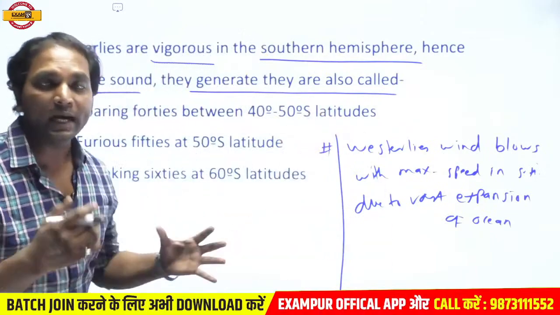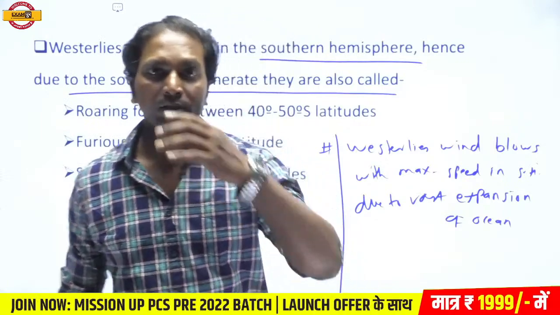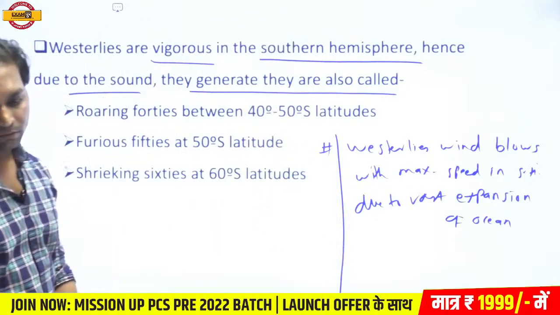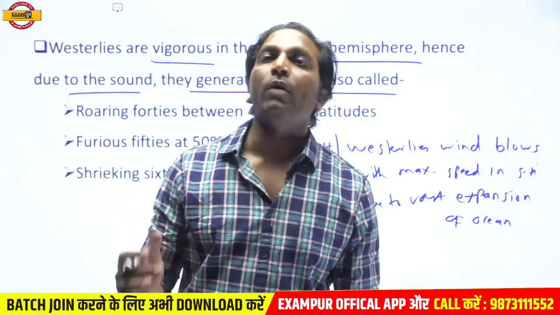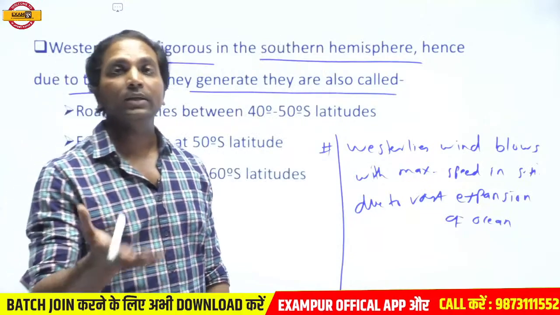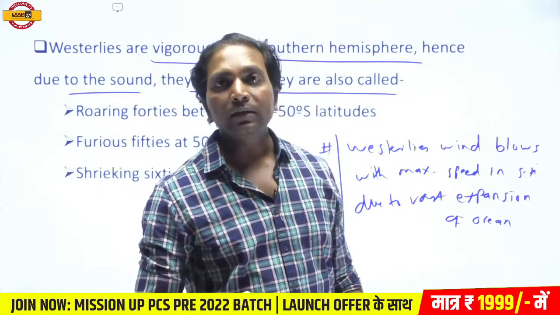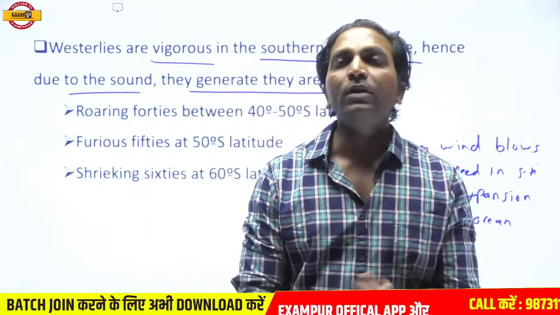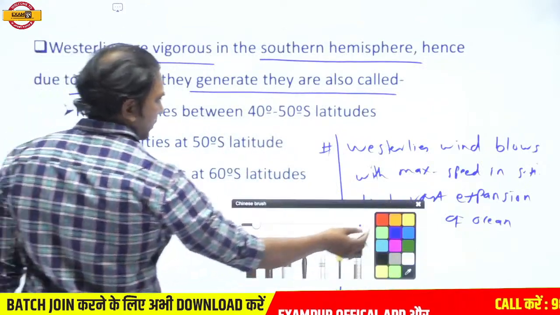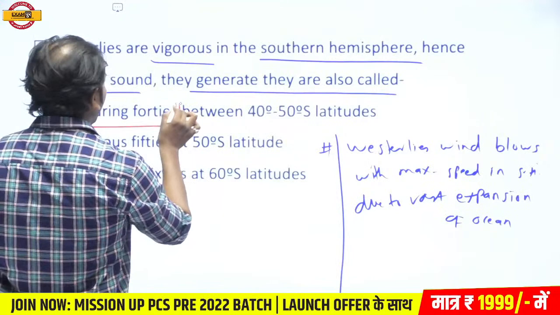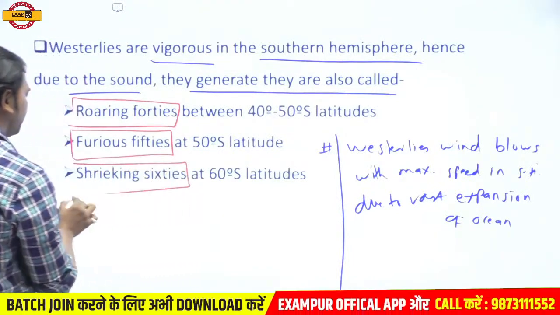And now you can see the several names of the westerlies winds at 40 degree, at 50 degree and 60 degree south latitude. Yes, you are right. Westerlies winds are warm currents, not cold currents, because they come from the subtropical region, and that region is warmer. So here you can see the roaring 40s, furious 50s and the striking 60s.